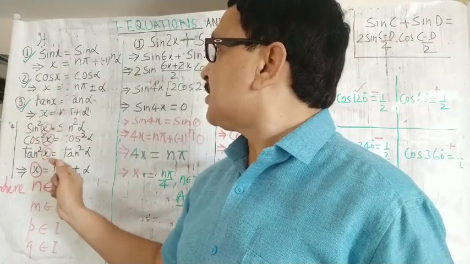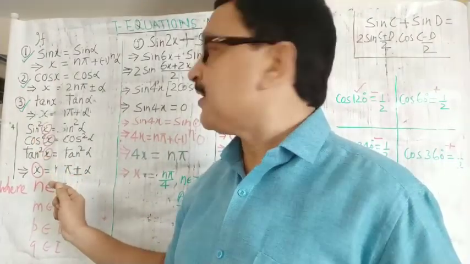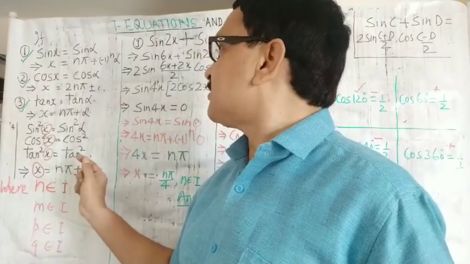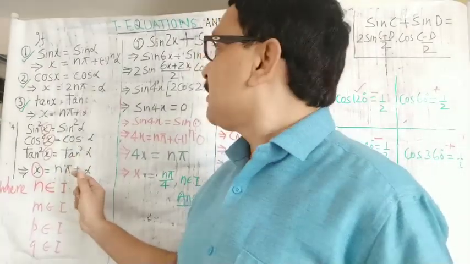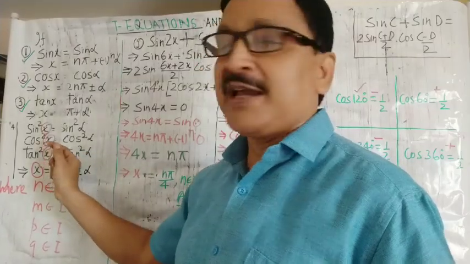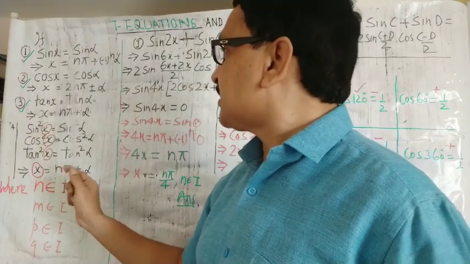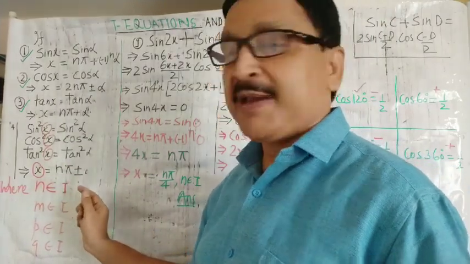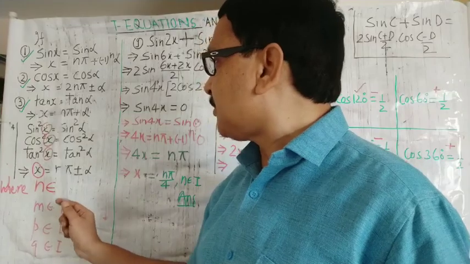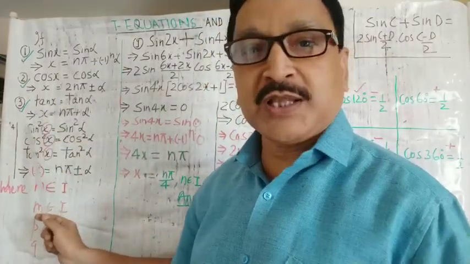For the first, x is equal to n pi plus minus 1 to the power n alpha, where n is any integer. Here sin is deleted from both sides. Likewise, cos x is equal to cos alpha gives x is equal to 2n pi plus minus alpha, and tan x is equal to tan alpha gives x is equal to n pi plus alpha. These are the solutions.